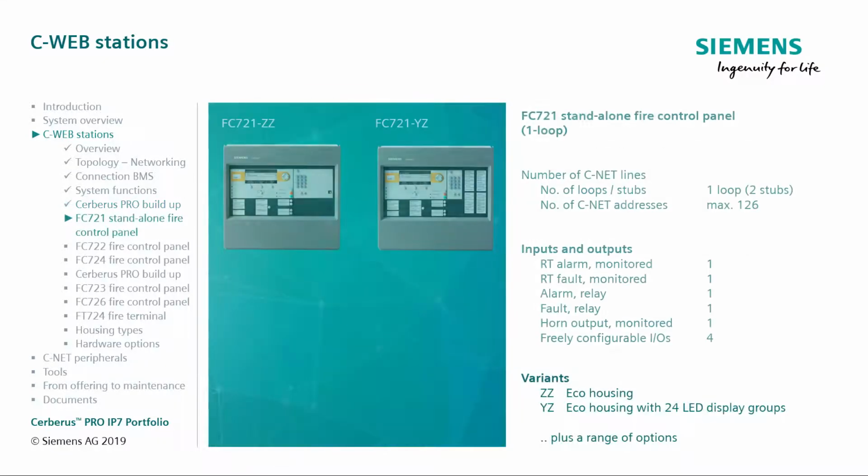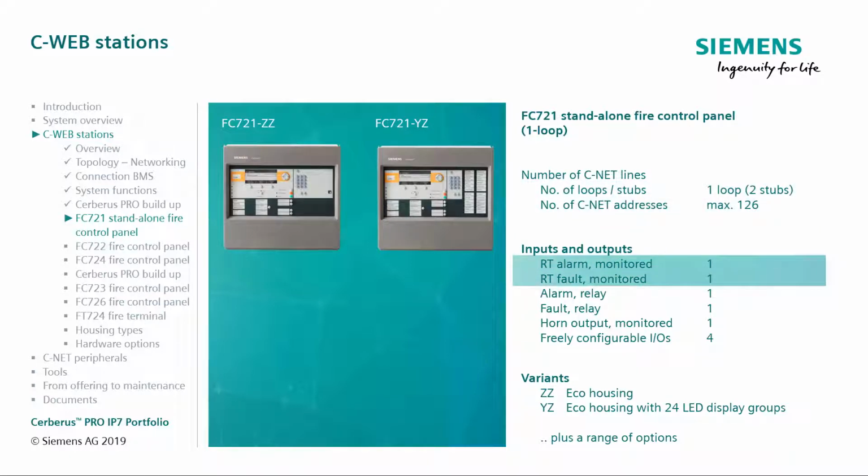Now that we know the individual components that make up a Cerberus PRO fire control panel, let's look at the various fire control panels and their functions. Here, we have the FC721 in the Eco housing for standalone applications. It comes with the following features as standard. 1 detector loop with capacity for 126 devices, or 2 stubs.